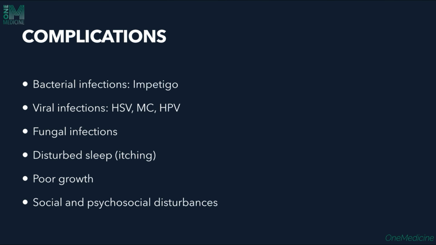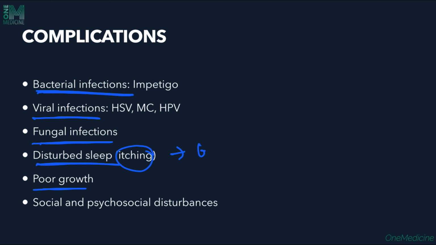Complications, it can go into the bacterial infection, viral infection of herpes simplex, molluscum contagiosum, and human papillomavirus. Fungal infections can be seen. Disturbed sleep is seen because of intense itching. And also there is poor growth. It is said that growth hormone is produced during deep sleep. But here, as the sleep is deprived, so we see that there is growth retardation and social and psychosocial disturbances because of severe itching and the lesions.